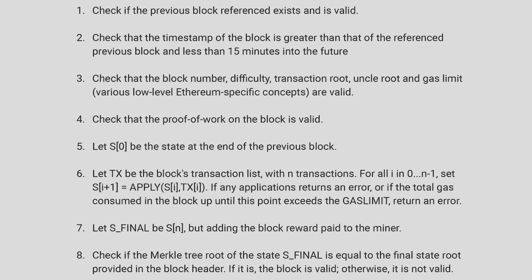5. Let S[0] be the state at the end of the previous block. 6. Let TX be the block's transaction list with n transactions. For all i in 0...n-1, set S[i+1] = APPLY(S[i], TX[i]). If any application returns an error, or if the total gas consumed in the block up until this point exceeds the gas limit, return an error. 7. Let S_final be S[n], but adding the block reward paid to the miner. 8. Check if the Merkle tree root of the state S_final is equal to the final state root provided in the block header. If it is, the block is valid, otherwise it is not valid.